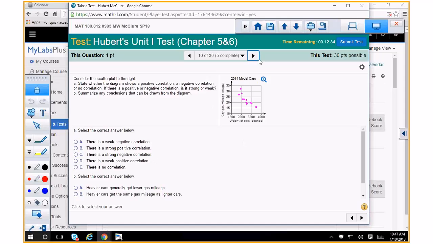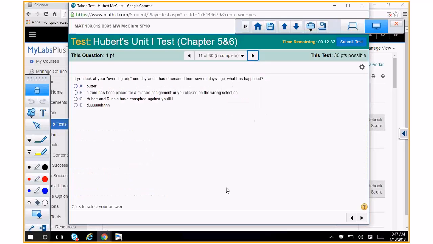Math question. If you look at your overall grade one day, toward the end of the semester, and it has decreased from several days ago, what has happened? A zero has been placed for your missed assignment, or you clicked on the wrong selection. Hubert and Russia have conspired against you. Which one is it? Butter. B.